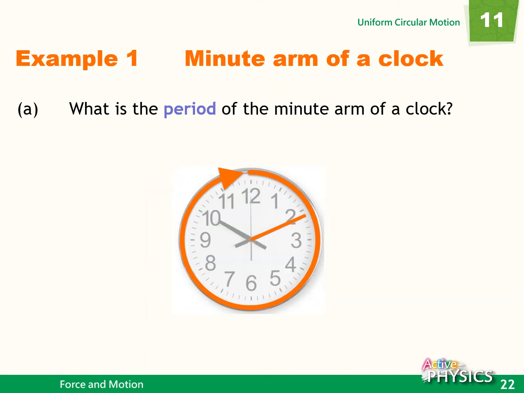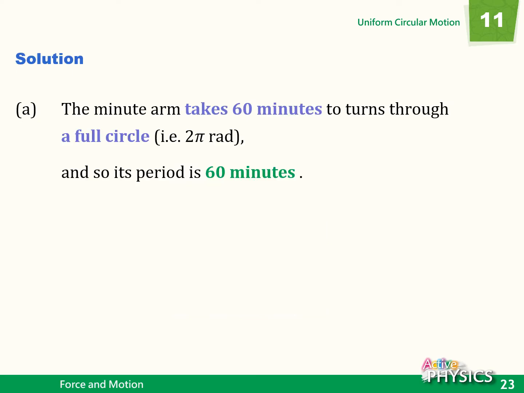Now we will see some examples. I did some examples yesterday, but in this case you have the diagram, so it may be easier for you to understand. The minute arm takes 60 minutes to turn through a full circle. If you don't trust it, you can count the motion of the minute arm of the clock in your home. So its period is 60 minutes.